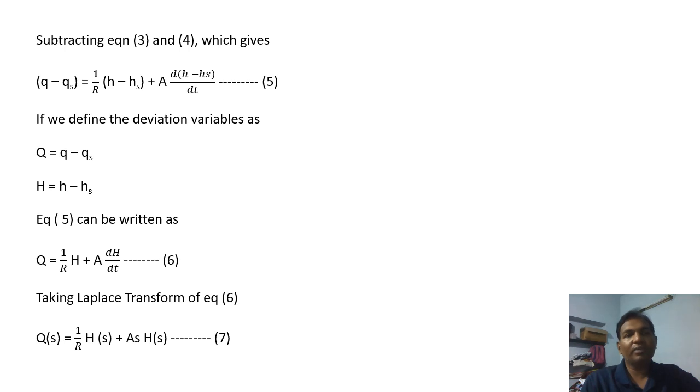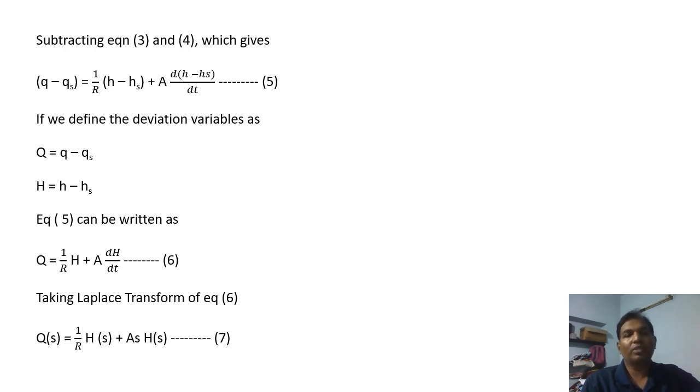So if we define these deviation variables as capital Q is equal to small q minus qs, and capital H is equal to h minus hs. This deviation variable is nothing but how much the variable is deviated from the steady state condition. The intent of using this deviation variable will be understood in the coming topics. So equation 5 can be written as capital Q is equal to 1 by r H plus a into dH by dt. So this will be your equation number 6.